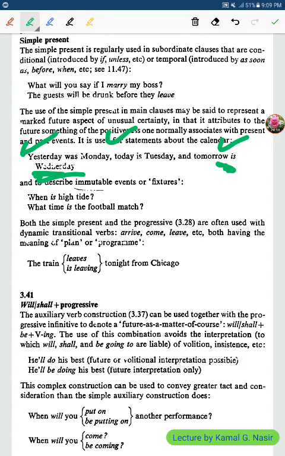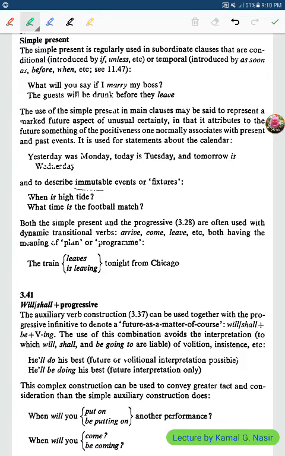When you say yesterday was, for example, Sunday, today is Monday, tomorrow is Tuesday. Or you say yesterday was Monday, today is Tuesday, and tomorrow is Wednesday. What is the type of the verb here? It is present simple. It is talking about the future. So this is the simple present giving the meaning of the future.